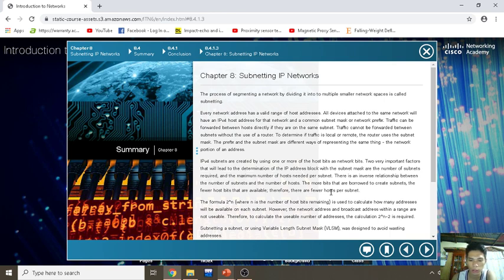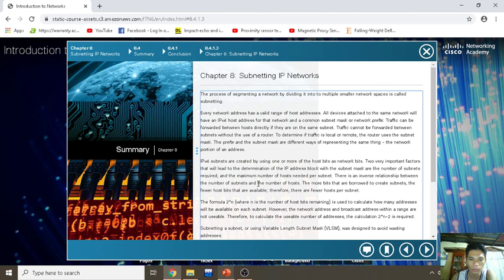Subnetting using variable length subnet mask, or VLSM, was designed to avoid wasting addresses. So, in this chapter, you are going to learn how to get your subnet mask and your prefix. This is the formula: 2 raised to n, 2 raised to 1, 2 raised to 2. If you use this formula, you will get the subnet mask.